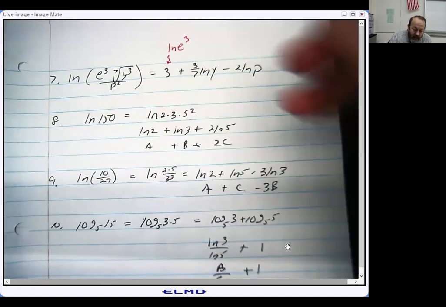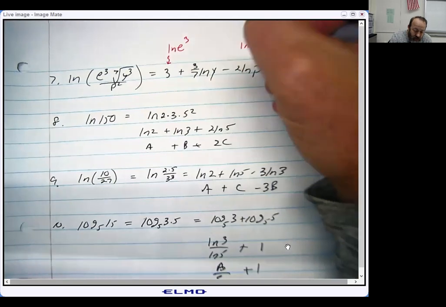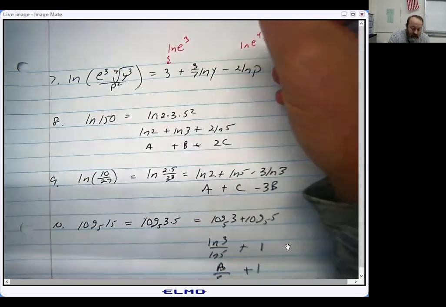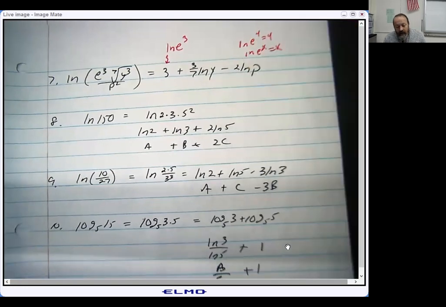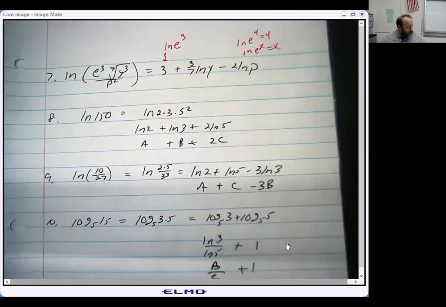In the same way, the natural log of e to the 4th would just be 4. The natural log of e to the x would be x.